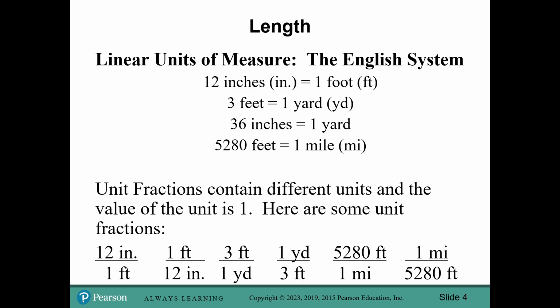3 foot over 1 yard, also a unit fraction. Like I said, 3 foot and 1 yard are essentially the same thing. 1 yard over 3 foot works as well because they're still a unit fraction because there are 1 yard and 3 feet. 5,280 feet in 1 mile, or 5,280 feet over 1 mile, is a unit fraction, and vice versa. 1 mile over 5,280 foot is a unit fraction because those are equivalent.